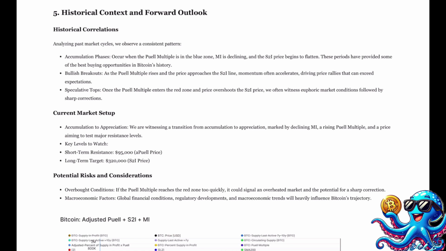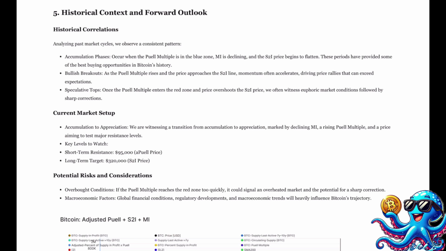Accumulation to appreciation. We are witnessing a transition from accumulation to appreciation, marked by declining MI, a rising pool multiple, and a price aiming to test major resistance levels. Key levels to watch. Short-term resistance, $95,000, the S2I price. Long-term target, $320,000, the S2I price.